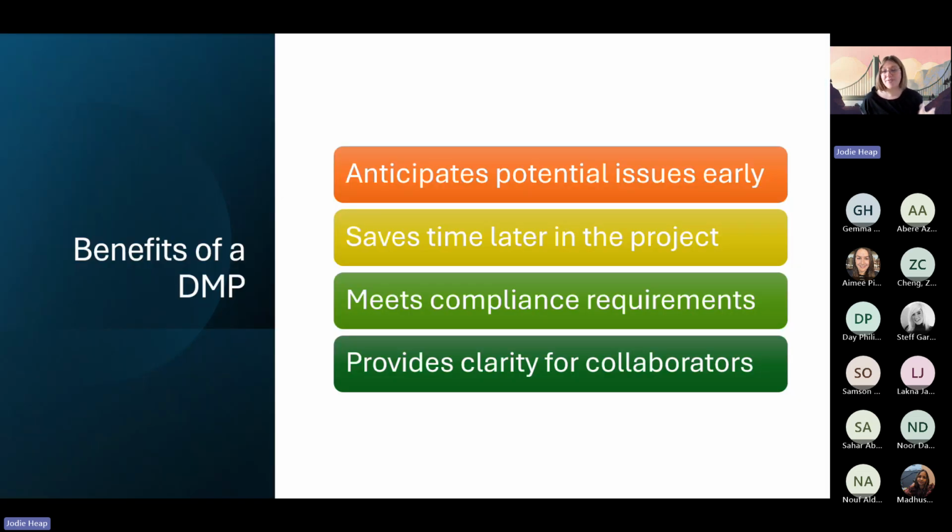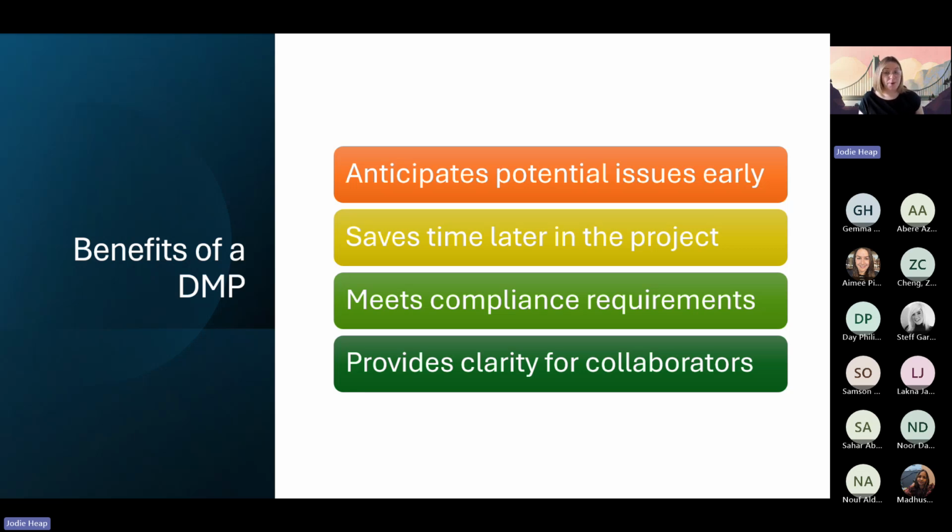Okay, so benefits of DMPs. There are benefits. We, of course, want to be thinking at the start of the process about how we are going to tackle the challenge of gathering data. So anticipating those potential issues early. How are we going to identify them? Who are we going to engage with? What mitigations are we going to put in place? That will hopefully help us to save time as we move throughout the project.